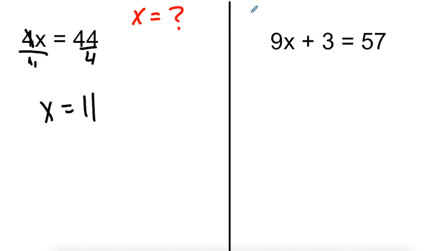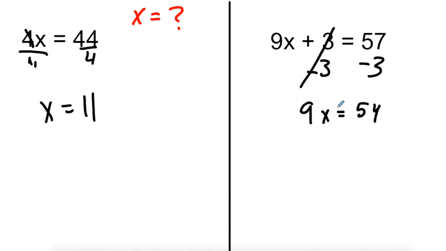Now, in this example, we have a couple operations we have to deal with, because we see that there is some multiplication and some addition, and the way we're going to get rid of this addition is by using subtraction. So I'm going to subtract 3 from both sides of my equation, just like I previously divided both sides of my equation by 4. Adding a positive 3 with a negative 3 is going to cancel this out, and 57 minus 3 is just going to give me 54. So I'm going to have 9x equaling 54.